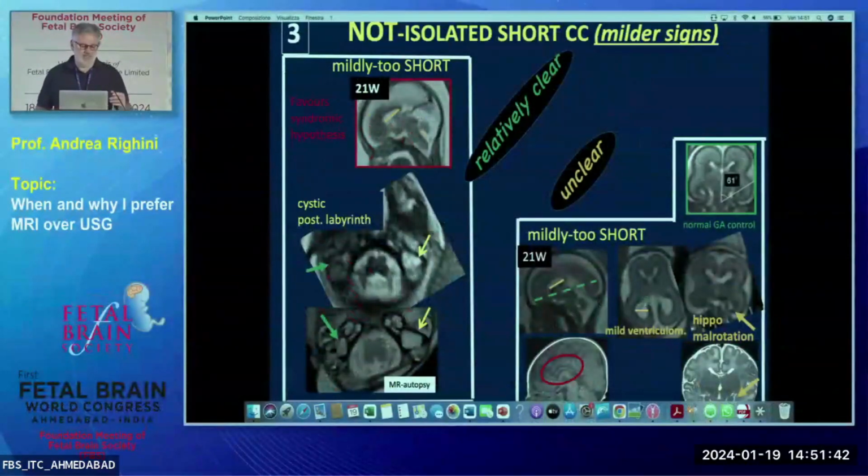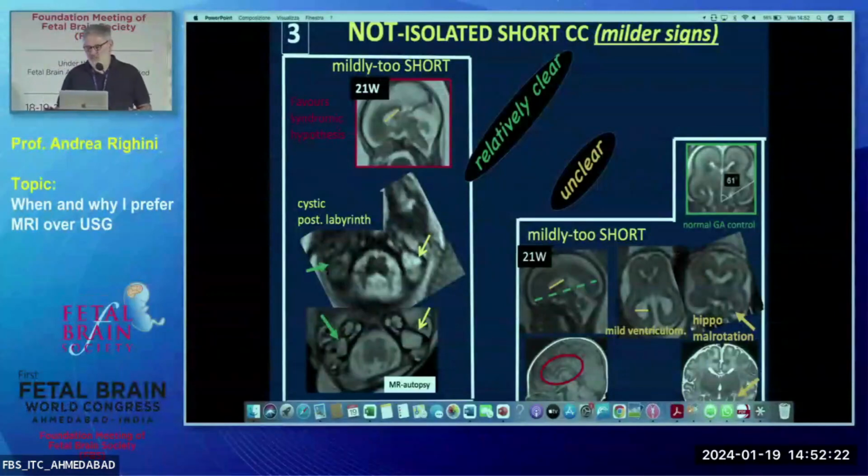Sometimes you get milder signs, like in this case, where we have a mildly short corpus callosum, so we don't know what to say. And then for some reason, we notice that there is an anomaly of the internal ear. You see the posterior labyrinth has a cystic anomaly on the left side. And so you do 1 + 1 = 2. The picture becomes a little more worrisome because you have two elements which make the situation a little more severe than expected.